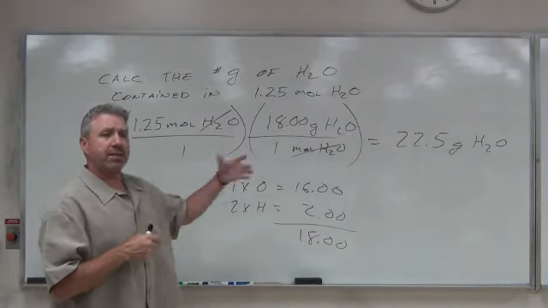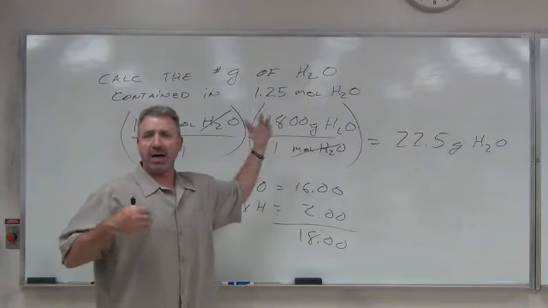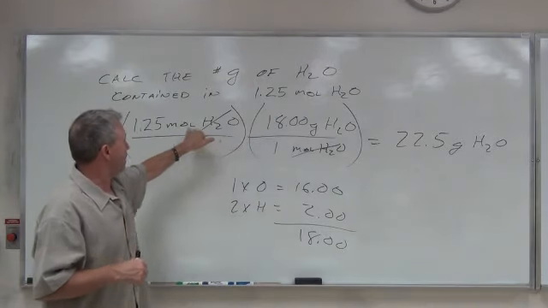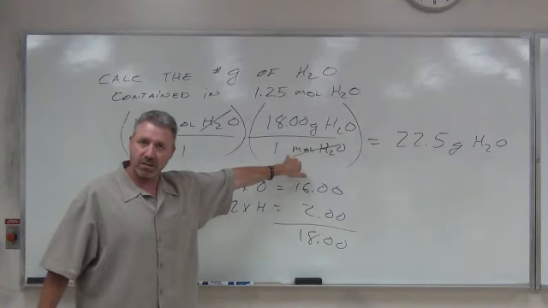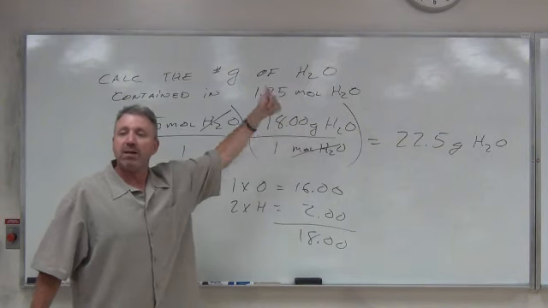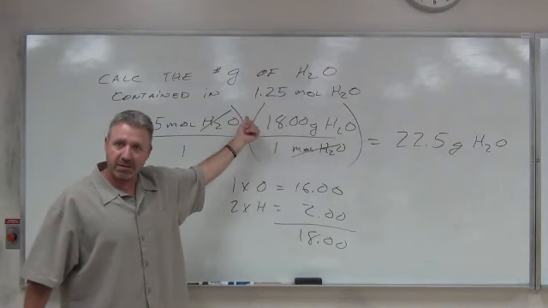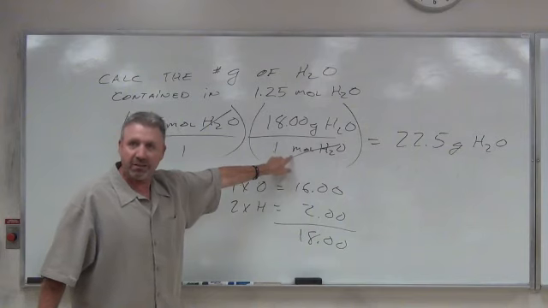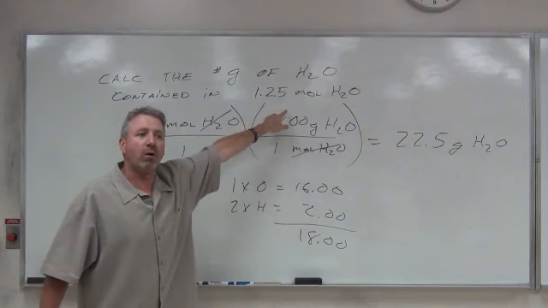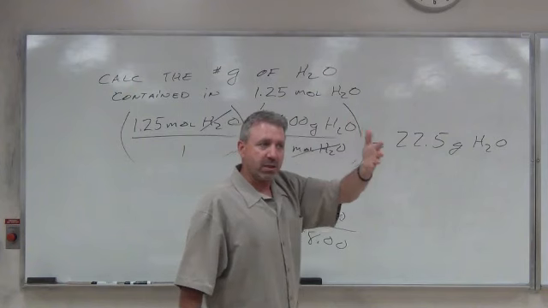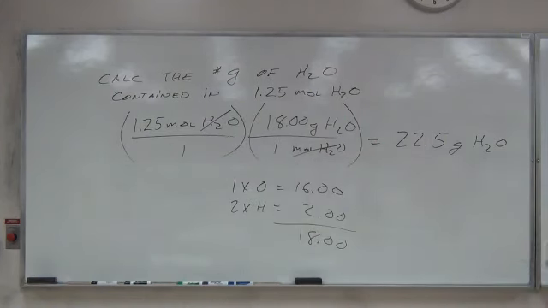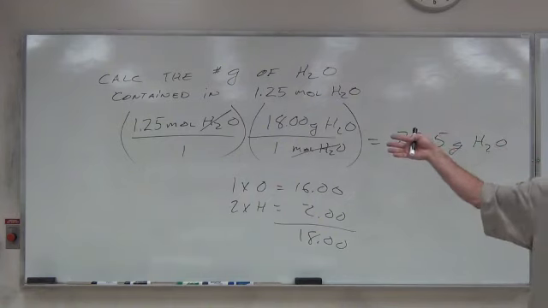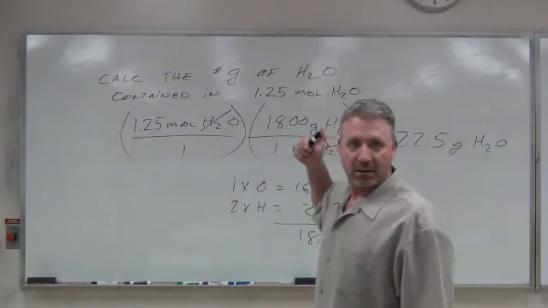You can't just always say the number is going to go on the bottom or the top. You have to look at what you're given. If you're given moles, then in order to cancel moles, the 1 goes in the bottom and the number goes on the top. In the previous example, we were given grams, which meant the number went in the bottom because the grams were in the bottom and 1 mole went in the top. So you always ask, what are you solving for? Are you solving for moles given grams, or are you solving for grams given moles? That's going to flip your conversion accordingly.